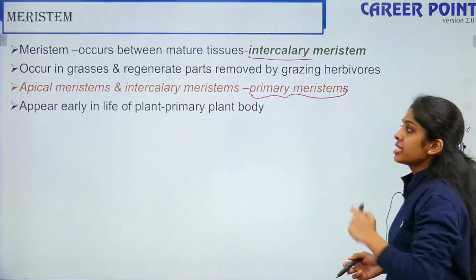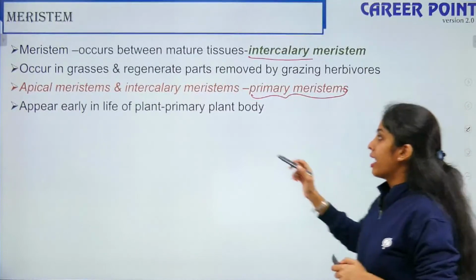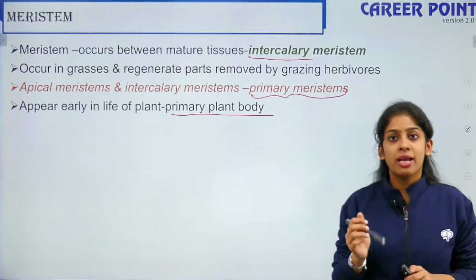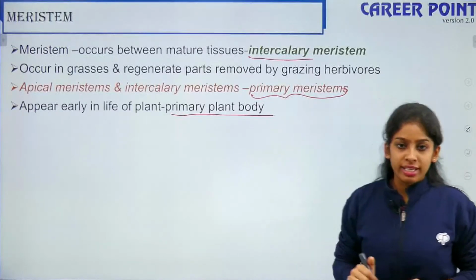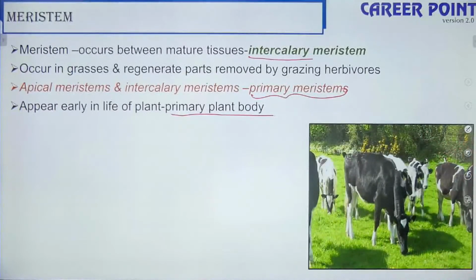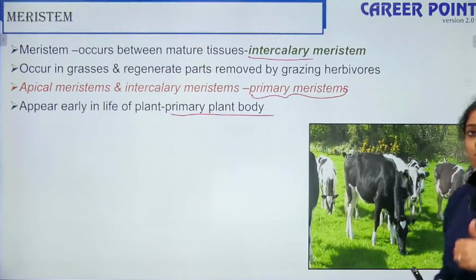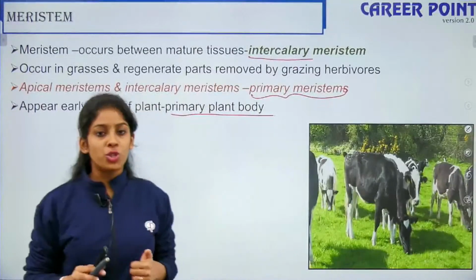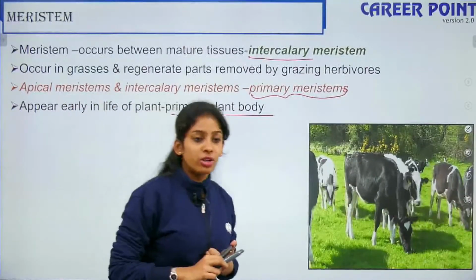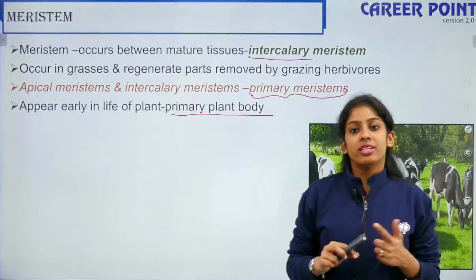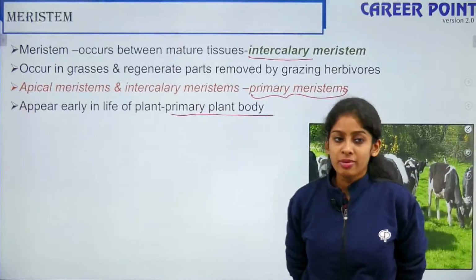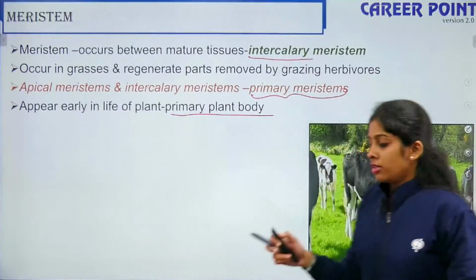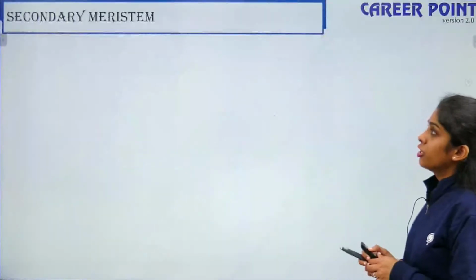These appear in the early life of the plant and hence help in the primary plant body development. Is this clear? So once again, what are the different types of meristems that we saw? The first type was your apical meristem, found in the growing tips of your roots and shoots. The next type was your intercalary meristem, present between your mature tissues. Alright, so moving forward to the secondary meristem.